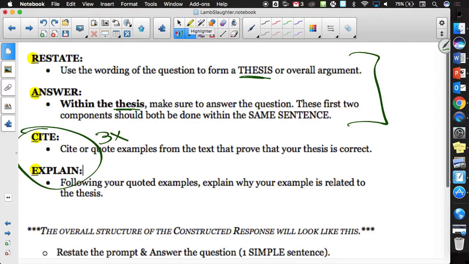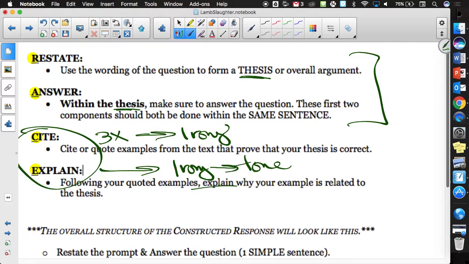In a way, the citing and explaining is like what you were doing in body paragraphs, but not as detailed. You don't need a topic sentence for the body paragraph. You don't need a concluding sentence. You're just making sure that you are citing an example from the text that's going to prove that your thesis is correct. So you're going to be citing an example of irony, and then you're going to be explaining how that irony leads to whatever the desired tone was that you were selecting, where you have your explanation.